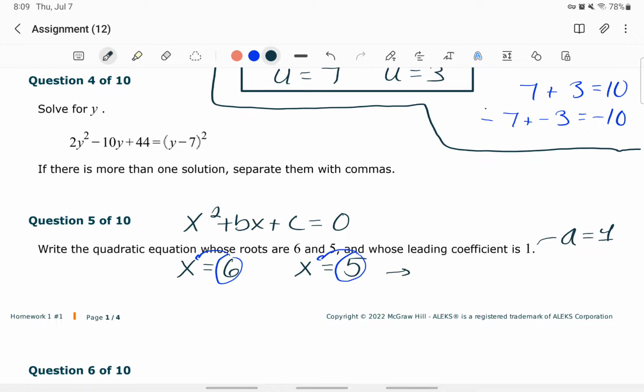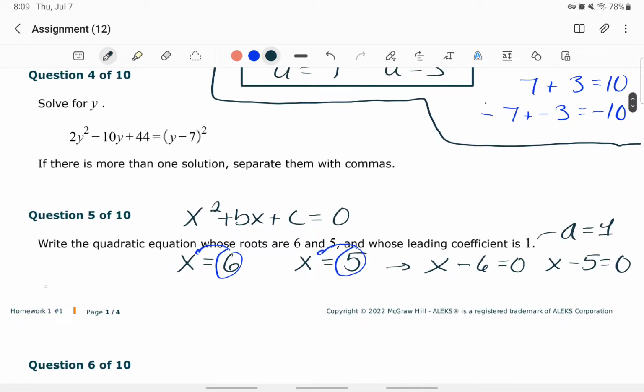So when I do that, we have x. When you move it, you change the sign. That's going to be minus 6 equal to 0. And then we're going to have x minus 5 also equal to 0. Going down here. Because both of these linear factors are equal to 0, I can now use the zero product property in reverse by saying that x minus 6 times x minus 5 is equal to 0.